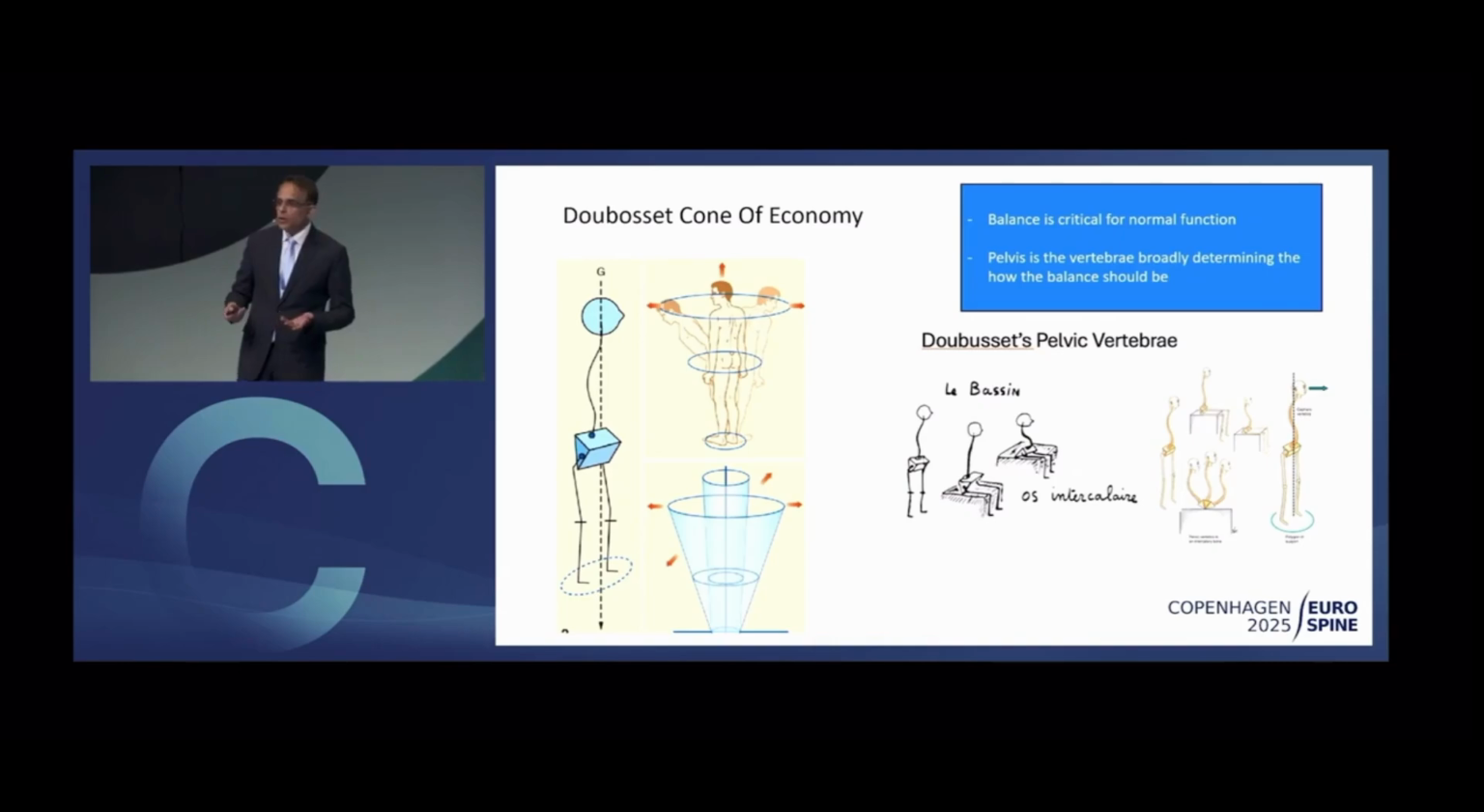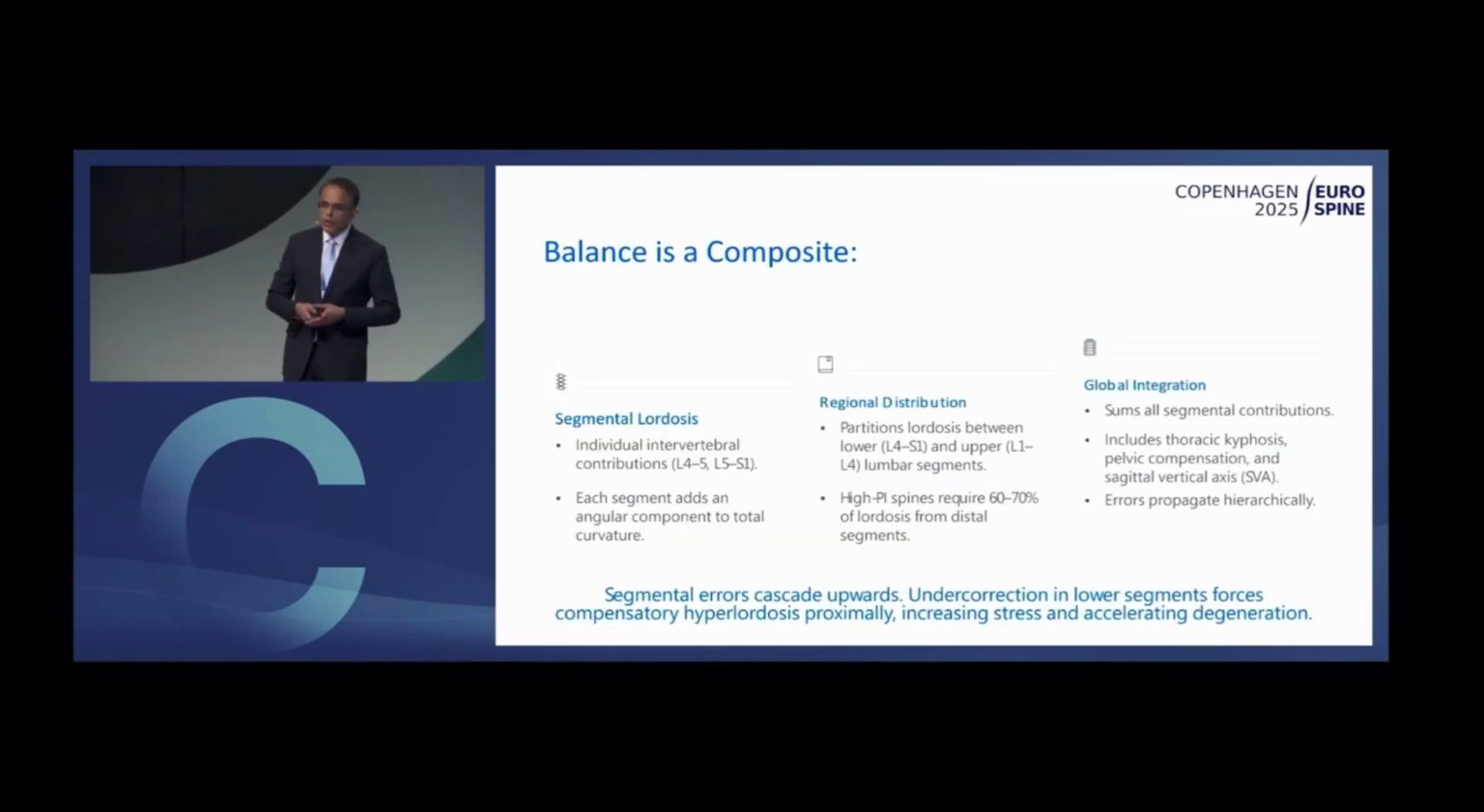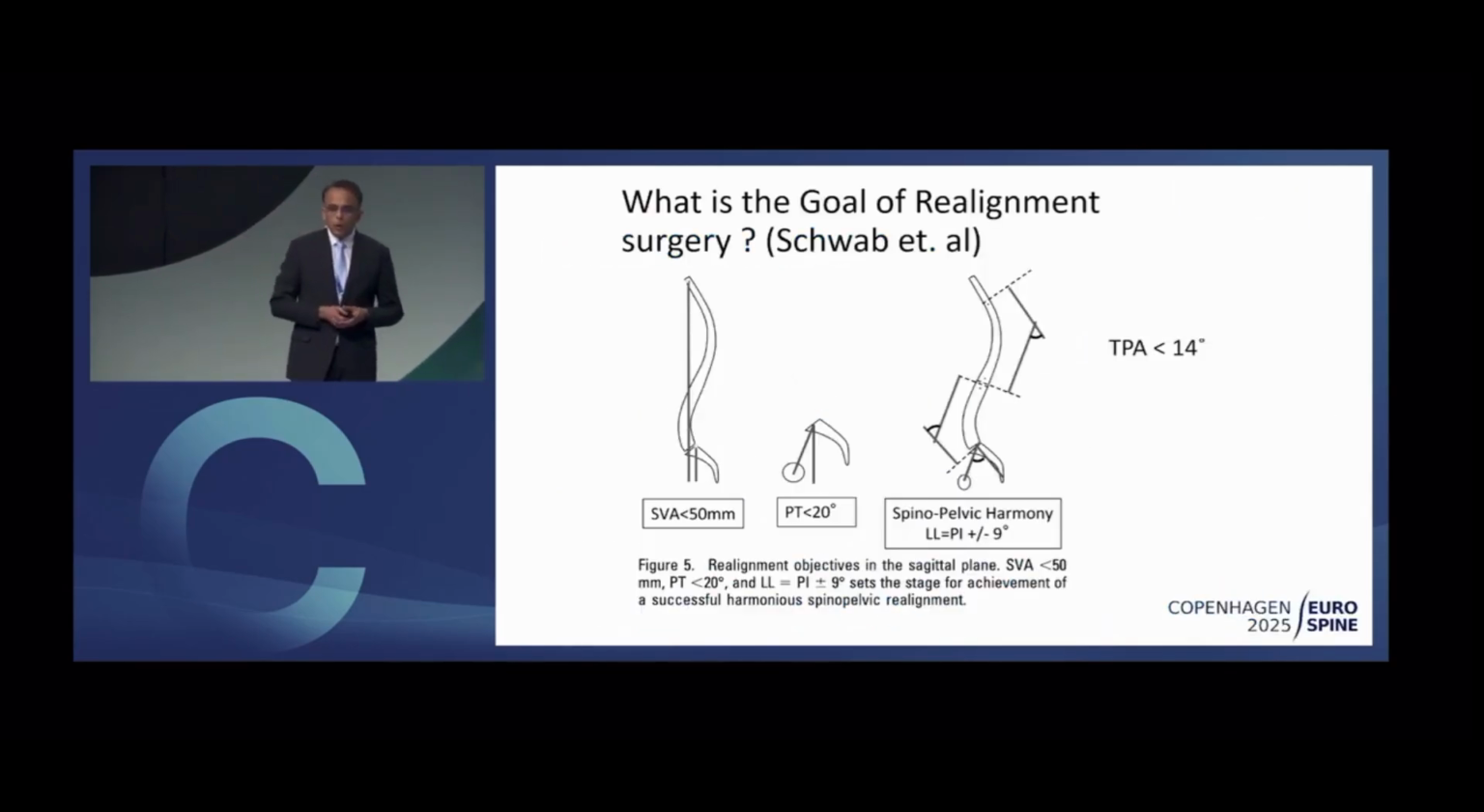Balance is critical for normal function, we all know, and the pelvis is a vertebra which broadly determines what this balance has to be. And when we talk about global balance, we need to understand that global balance is not an individual and isolated measurement. It is probably a composite of regional as well as segmental distribution, and any effect on either a segmental or a regional one has a lasting impact on global balance.